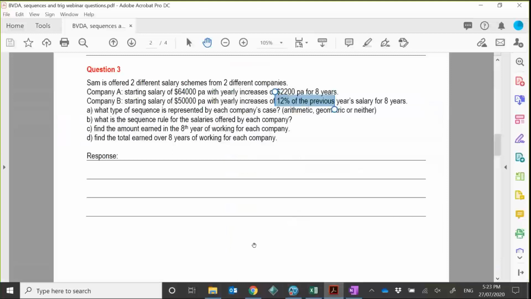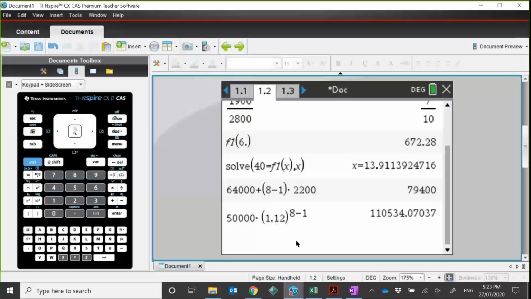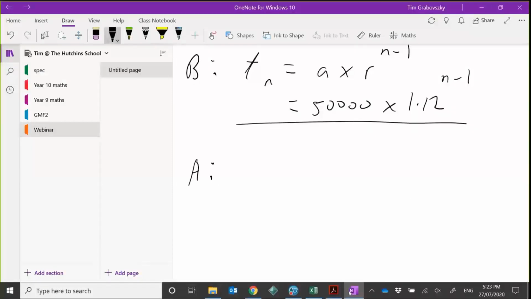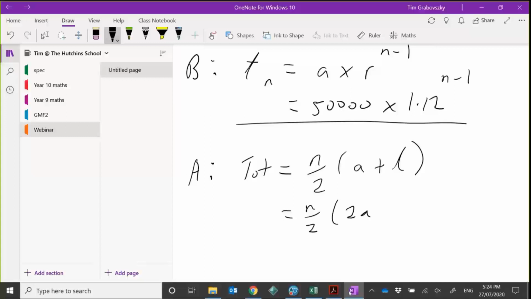Part D. Find the total earned over 8 years of working for each company. Now, the word total here should give away that we are talking about sum. We are talking about the sum to n terms for each company. All right. So on your formula sheet then, we'll do company A first. Okay. So for company A, the total, we're looking at the sum to n terms. It is n over 2, a plus L, or the other formula is n over 2, 2a plus n minus 1 times your common difference. Now, given that we know what the last term is, it's probably going to be quicker to use that first formula, so n over 2, a plus L. So let's use that one.